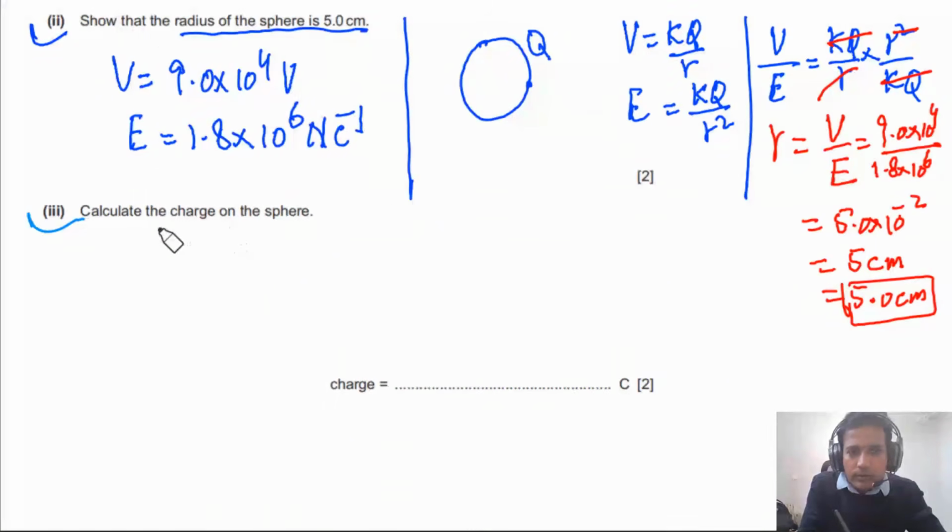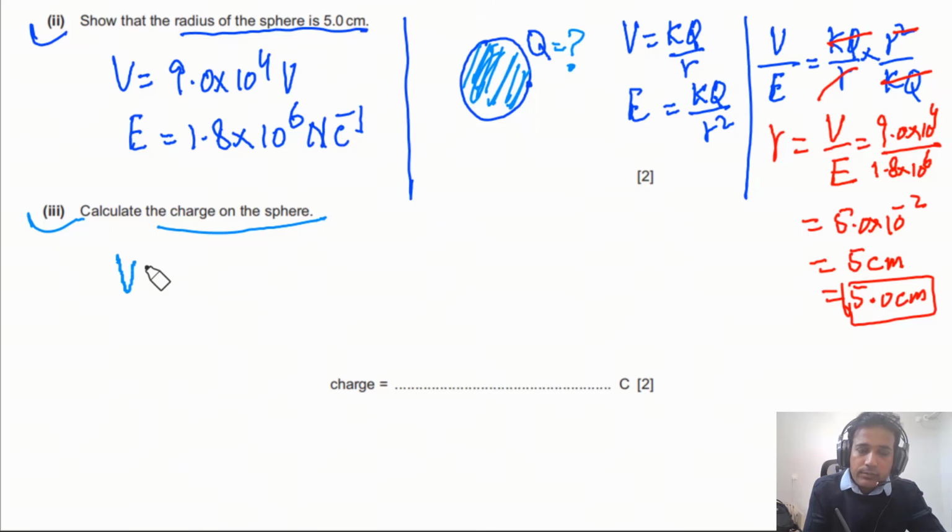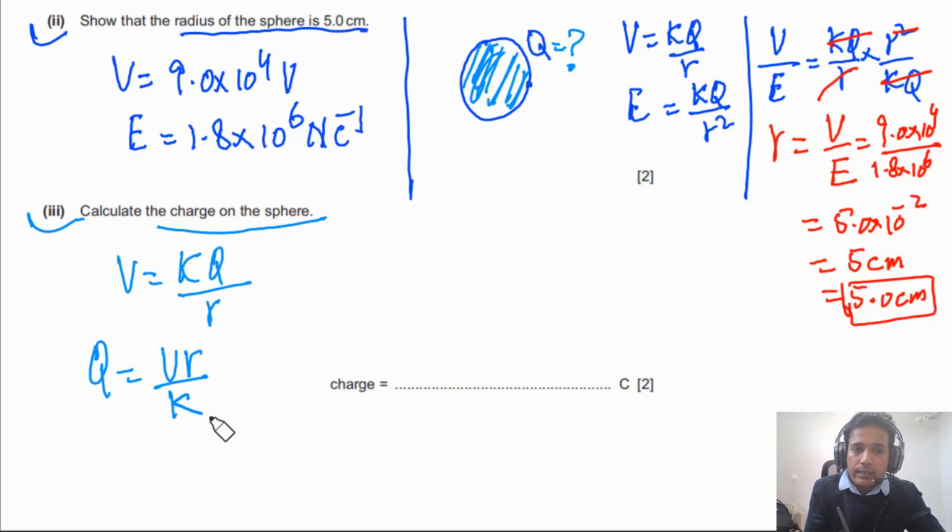For our third part, we need to calculate the charge on the sphere, which means we need to find the value of this Q, the charge at the surface of the sphere. To find this, we can use V or we can use E, but for simplicity I'll be using V. V is equal to KQ divided by R. We need to find Q, so Q will be equal to VR divided by K.